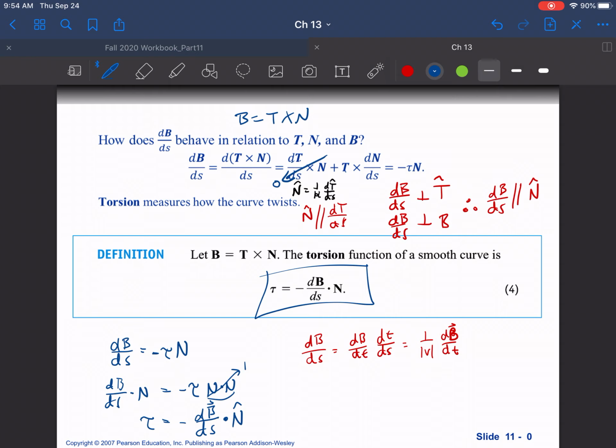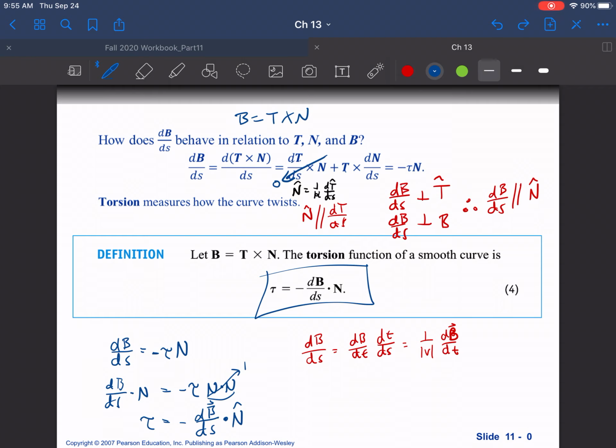Well, if you think about this, since it's the cross product of T and dN/ds, that means dB/ds has to be orthogonal to the unit tangent, right? This must be true because when you take the cross product of two vectors, the result is perpendicular to both of them. And so dB/ds is orthogonal to T. And we already know that since B is a constant length vector, then dB/ds is also orthogonal to B. And therefore, what is orthogonal to both T and B? Well, that's N. Therefore, dB/ds is parallel to the normal vector.